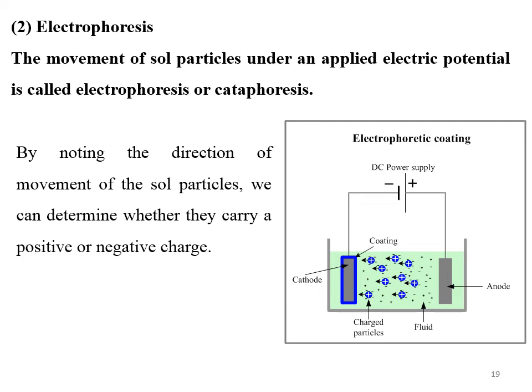If the sol particles migrate toward positive electrode, they carry a negative charge. On the other hand, if the sol particles move toward the negative electrode, then they are positively charged. Thus, by observing the direction of the movement of the sol particles, we can determine whether they carry a positive charge or a negative charge. It means from the study of electrophoresis, we can find the nature of charge on sol particles.